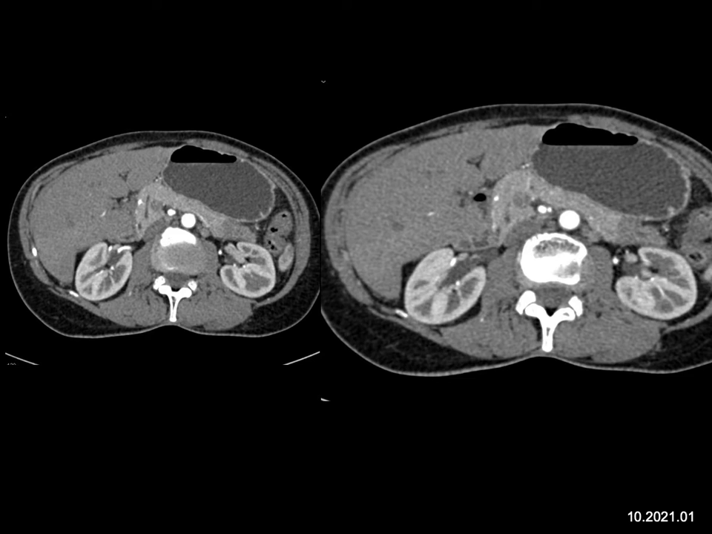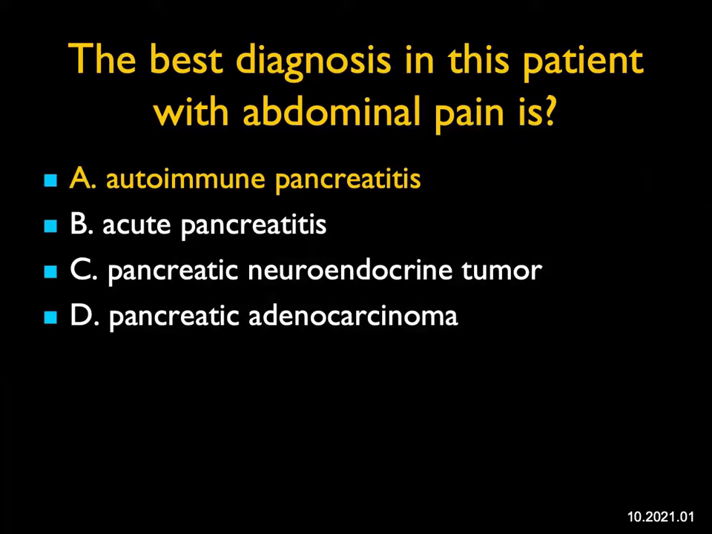I will admit that I would consider pancreatic cancer first on the top of my list here. But without a dilated duct, with focal low density, I would suggest autoimmune pancreatitis as a possibility. And in fact, this ended up being autoimmune pancreatitis.